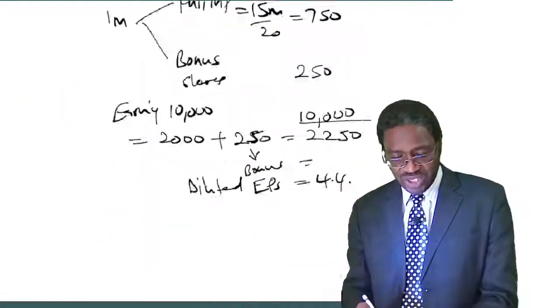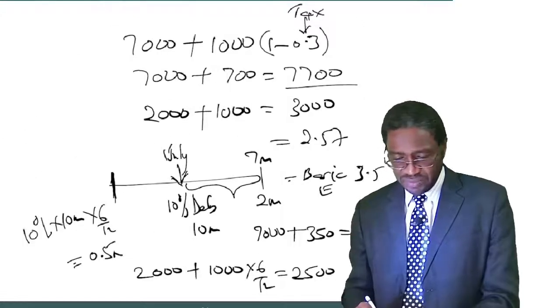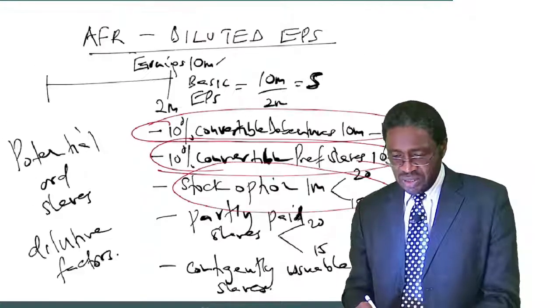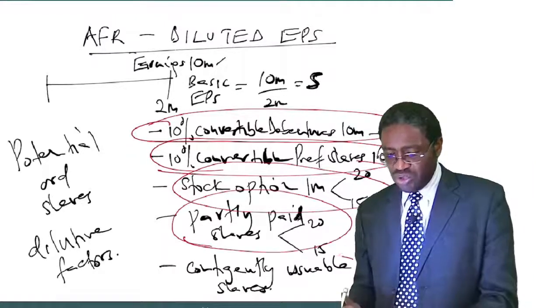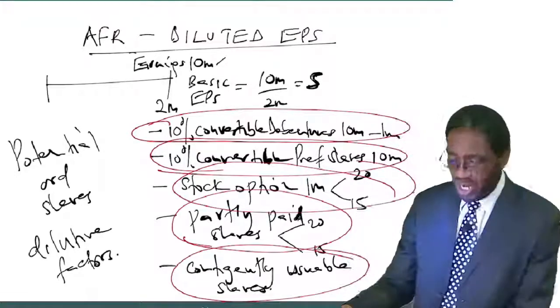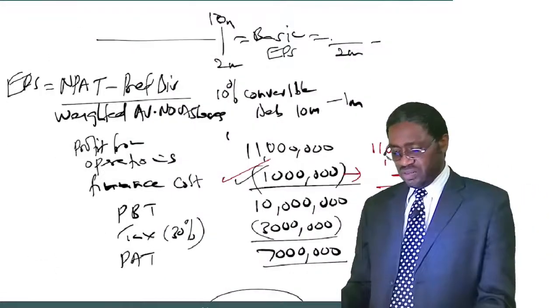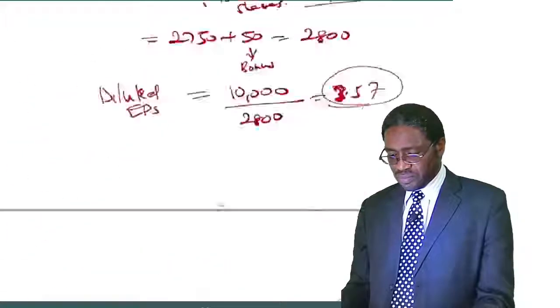We go to the last one. The last one, we are through with the partly paid. Now we go to contingently issuable shares. Your company has a contingently issuable agreement. Let me explain it.